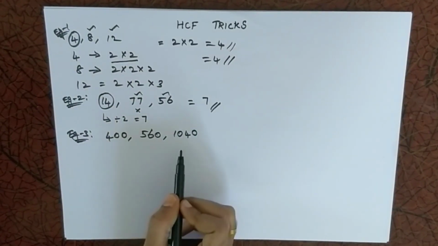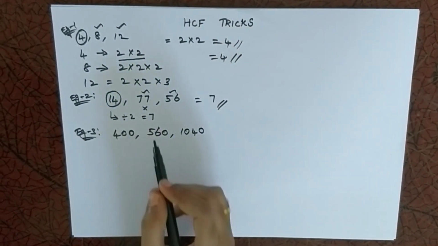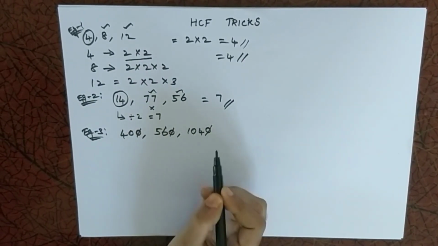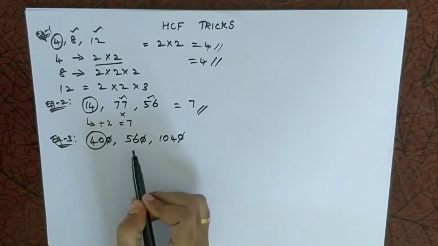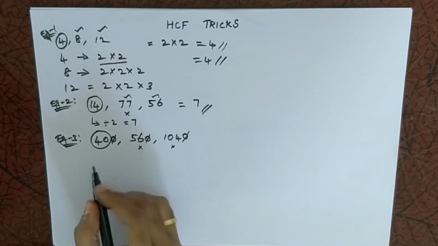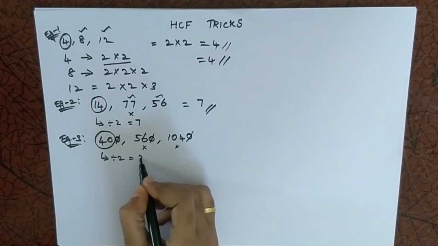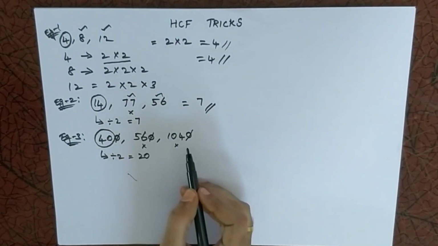Now let's see this example. If you see all the numbers are ending with 0. So we can ignore this 0 in all the 3 numbers. Since 40 is the lowest number here, we have to check whether 40 is divisible by all other numbers. But it is not divisible. So we have to divide it by 2. We will get 20. So now we have to check whether 20 is divisible by all the other numbers.